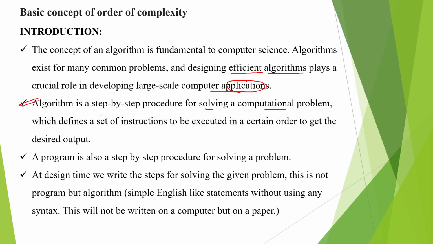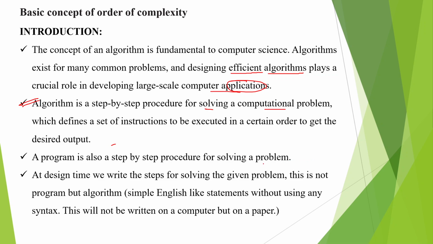Step by step we are saying for the algorithm, step by step procedure, whereas a computer program will have a set of instructions executed in a certain order. Your computer program is nothing but a set of instructions to be executed in a certain order to get the desired output. Here you can see a program is also a step-by-step procedure for solving a problem. At design time, we write these steps for solving the given problem.